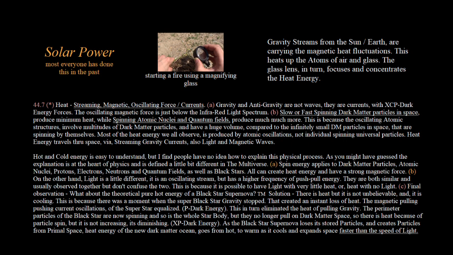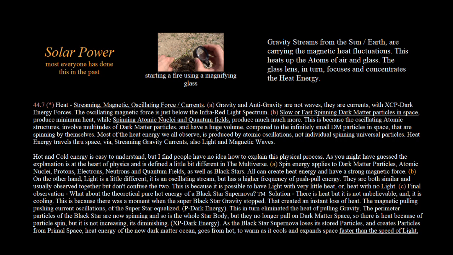This is because it is possible to have light with very little heat, or heat with no light. See, final observation, what about the theoretical pure hot energy of a black star supernova? TM solution, there is heat but it is not unbelievable, and it is cooling. This is because there was a moment when the super black star gravity stopped. That created an instant loss of heat.